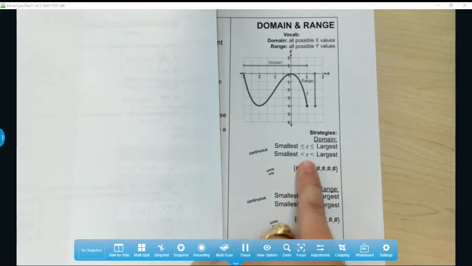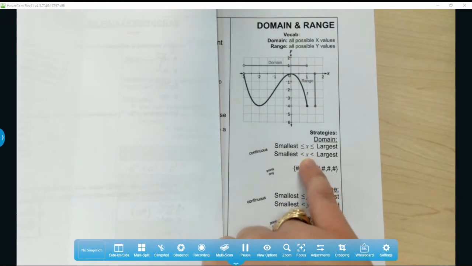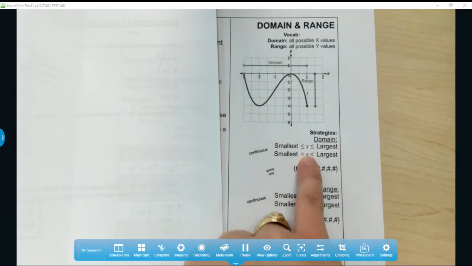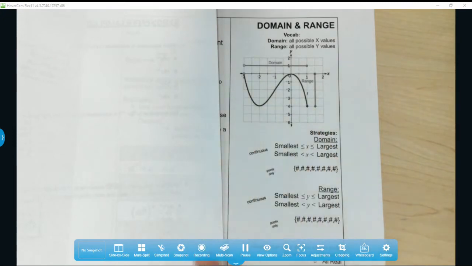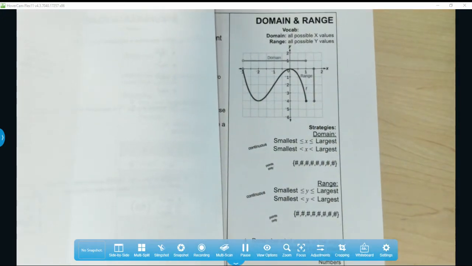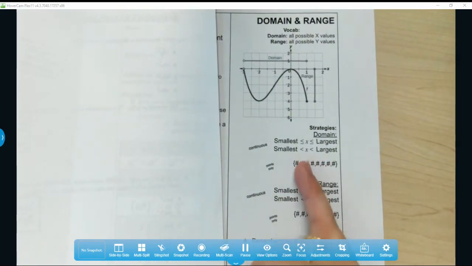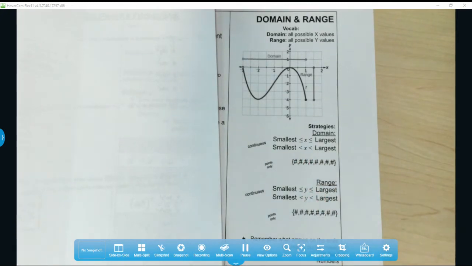So continuous, use the notation with the inequalities. This is including it. This is not including it when there's no line underneath. And then you're going to put x in the middle for domain. That's if it's continuous, like this. If it was just points on a graph, then you would have the list of numbers, so the list of the x, and then like I said earlier, list of the y.